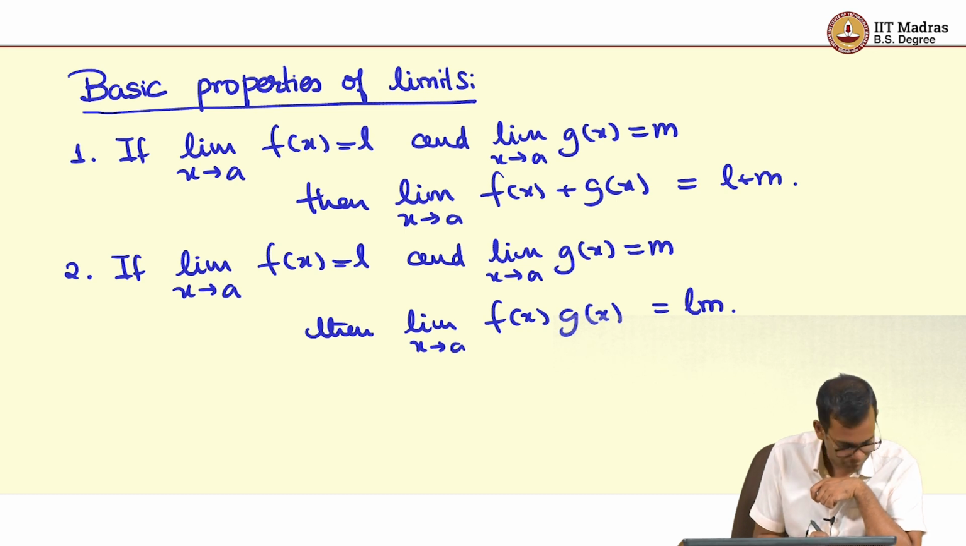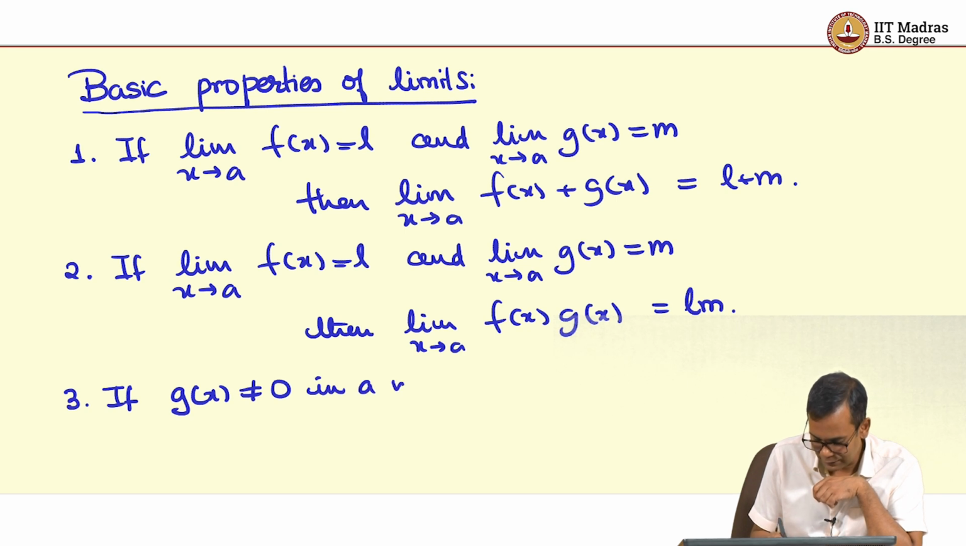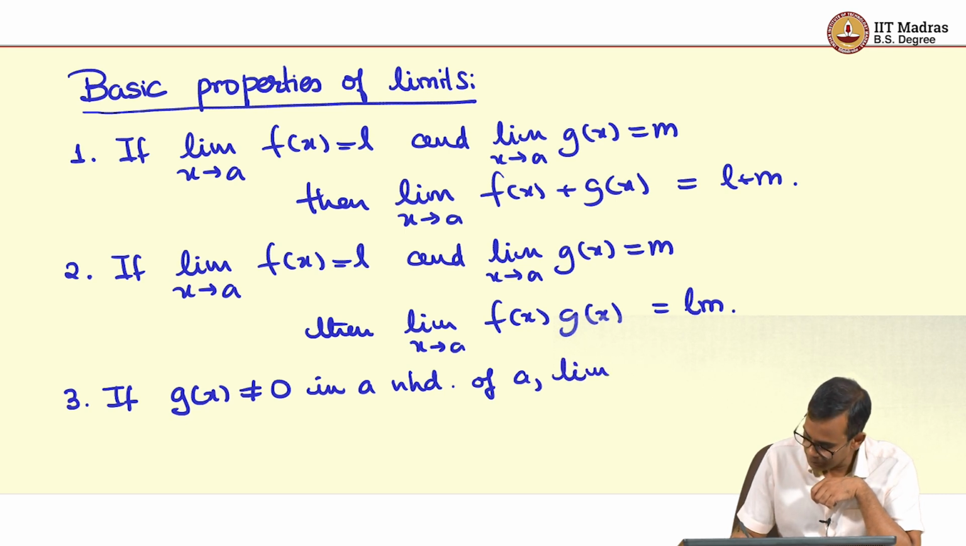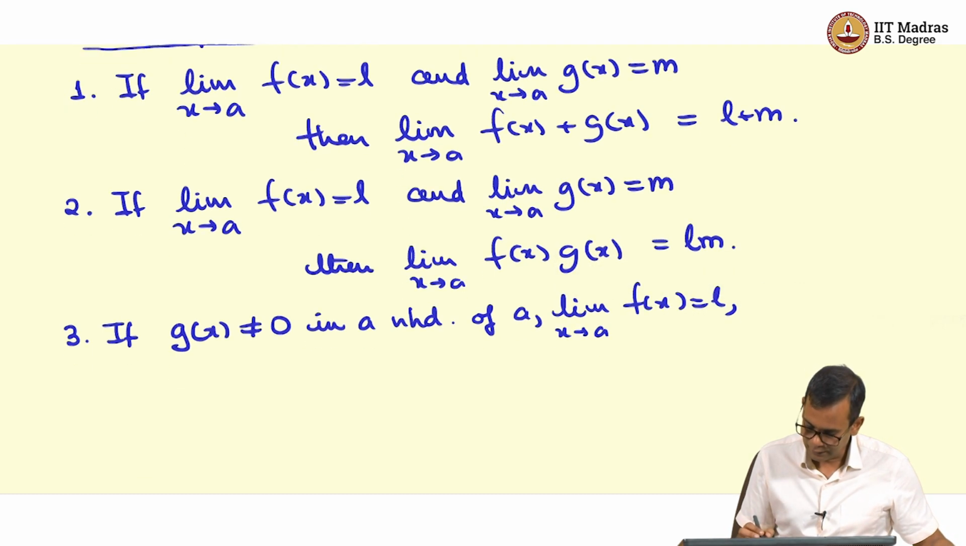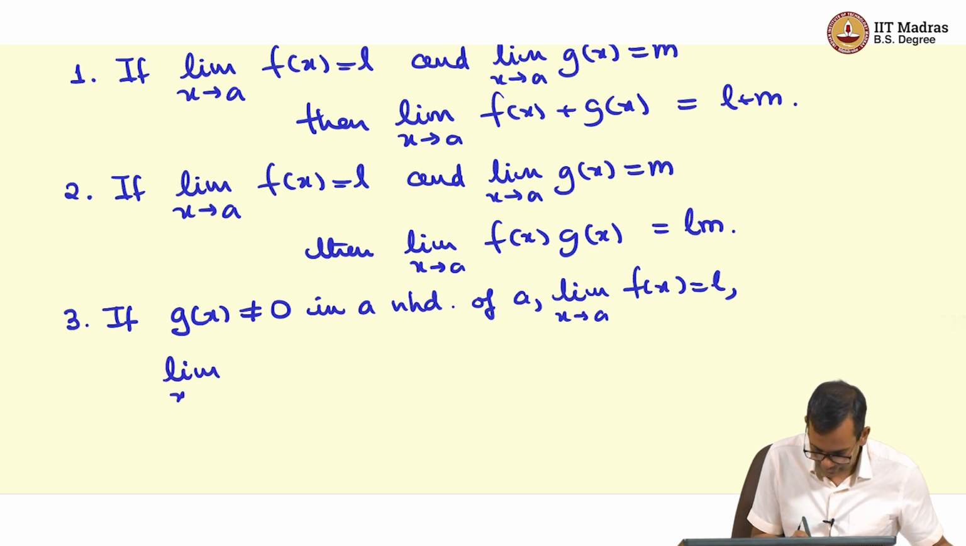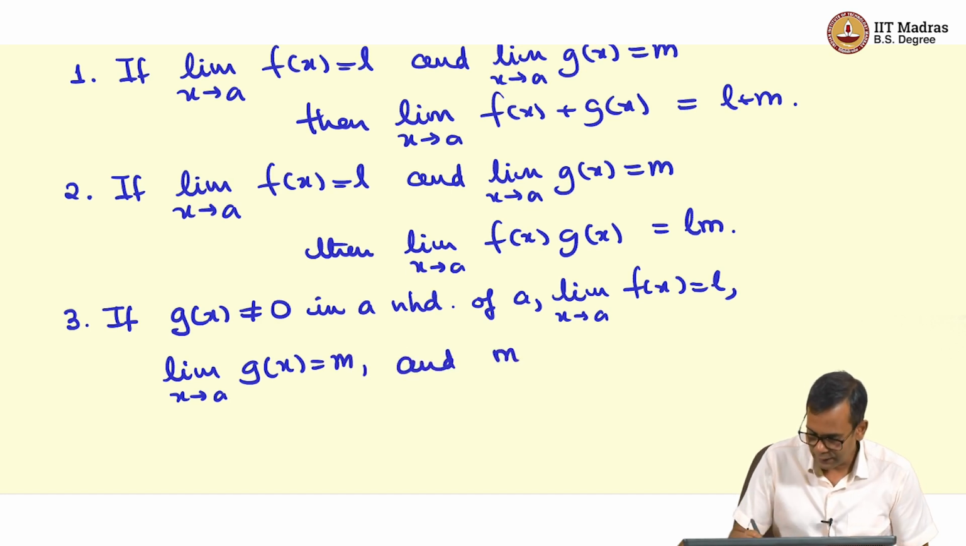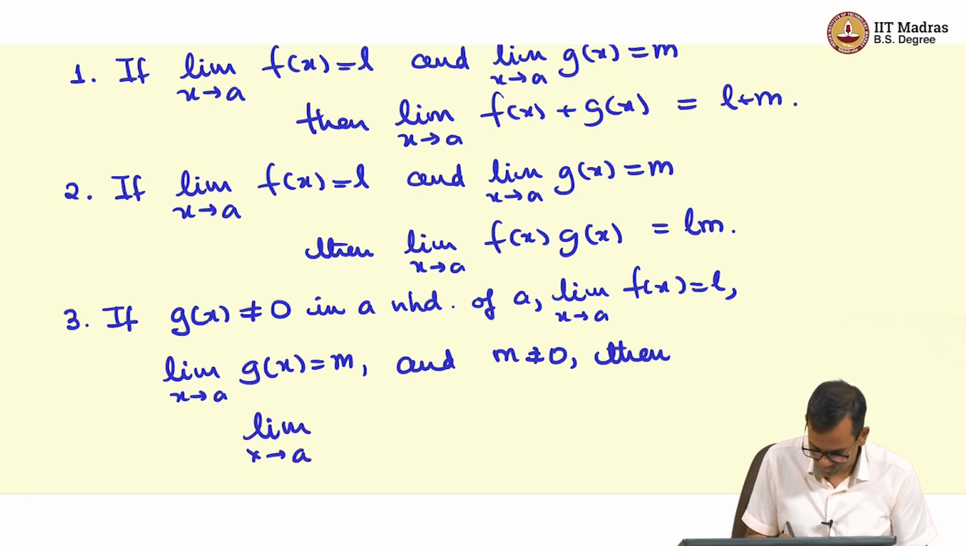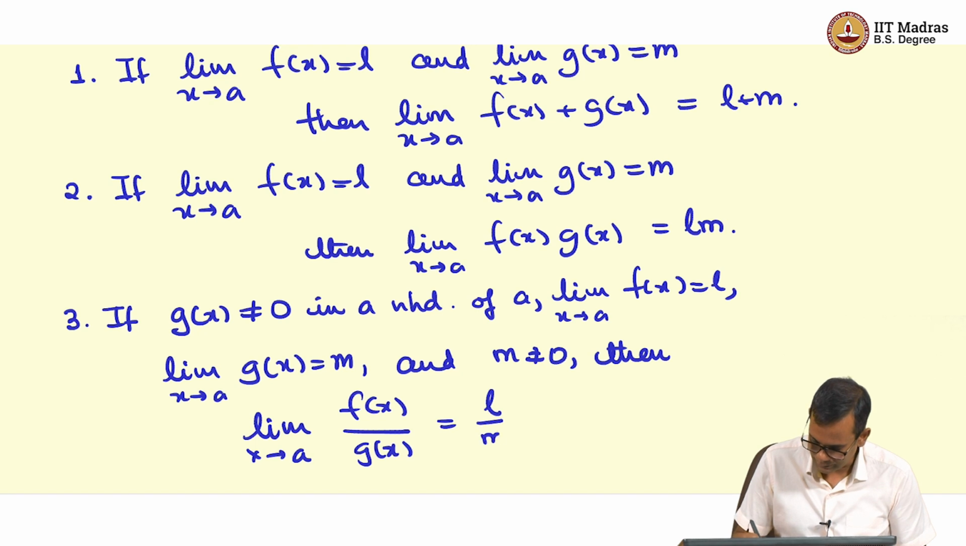Now, we have to be a little more careful with quotients, as before. If g of x is not equal to 0 in a neighborhood of A, the limit as x approaches A of f of x is equal to L, and the limit as x approaches A of g of x is equal to m, and m is not equal to 0, then certainly the limit as x approaches A of f of x over g of x is equal to L over m.